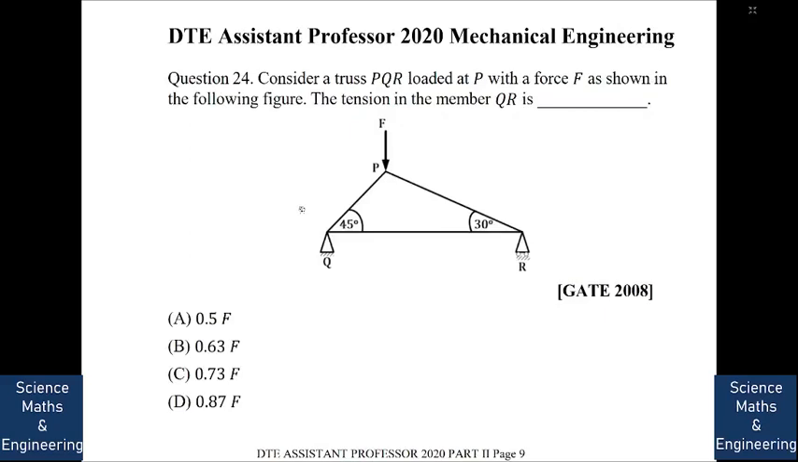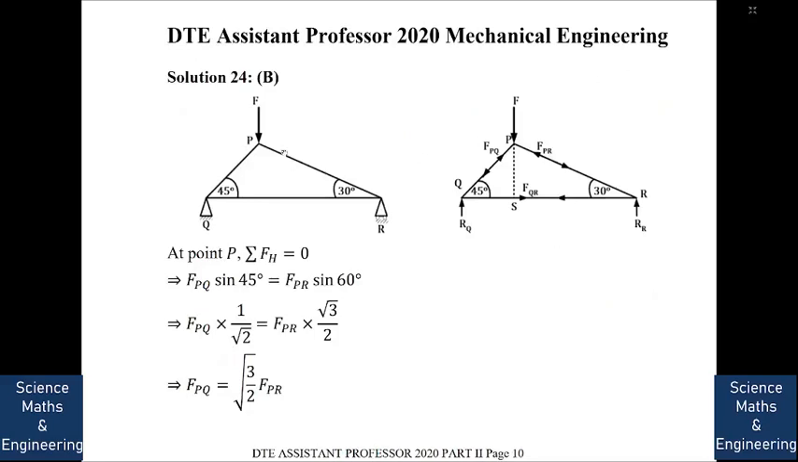Next, consider a truss PQR loaded at P with a force F as shown in the figure. The tension in the member QR, let us see. This is done by applying, at the points, the summation of the forces and the moments equal to 0. Here no moment we are applying, we are applying the forces. You see, F is here. So this is the diagram and this is the free body diagram. So P, Q and R. At Q and R there are reaction forces RQ and RR, and then we have F of PQ in this member, F of PR in this member, and F of QR in the third member.